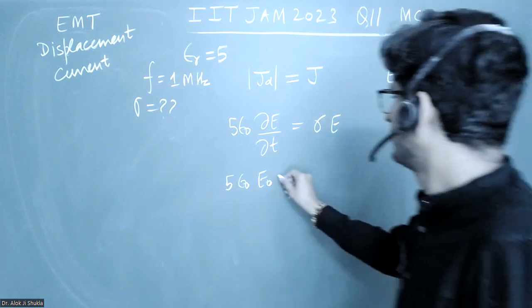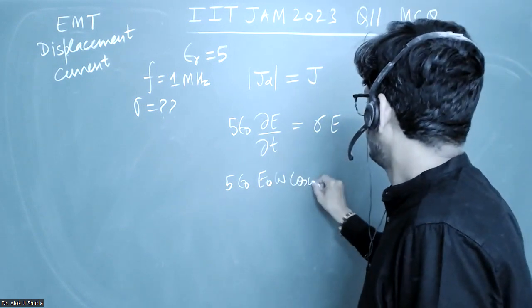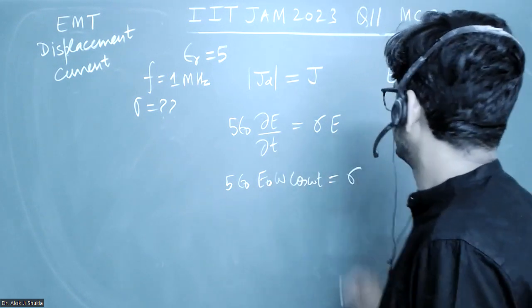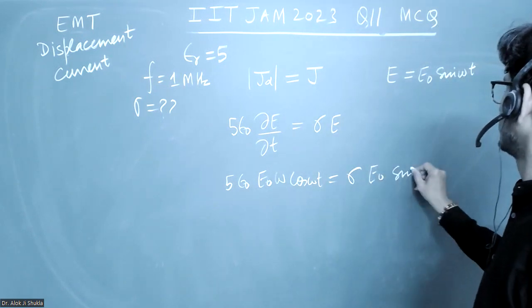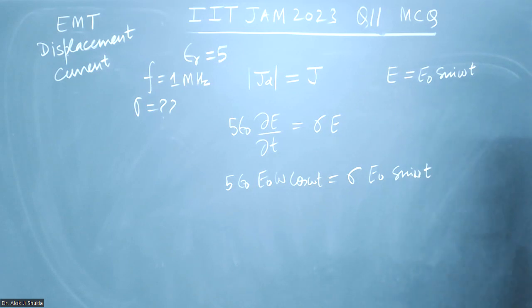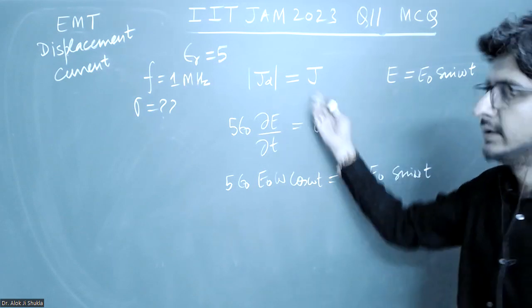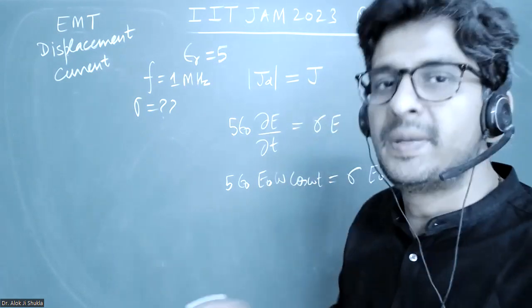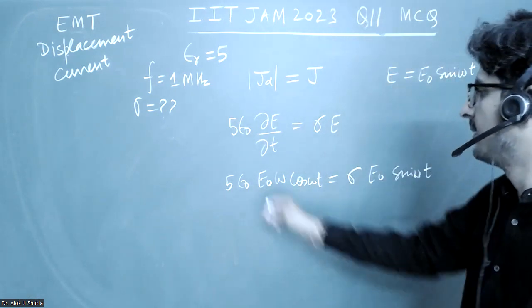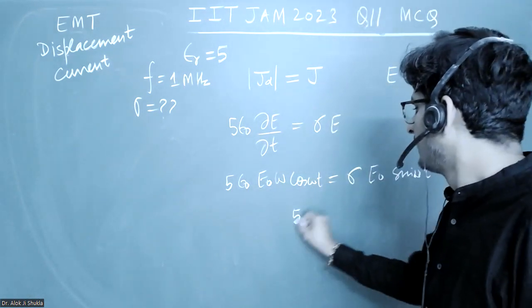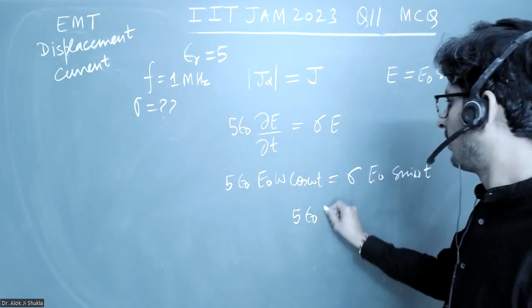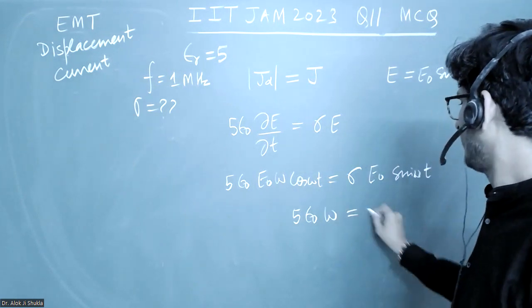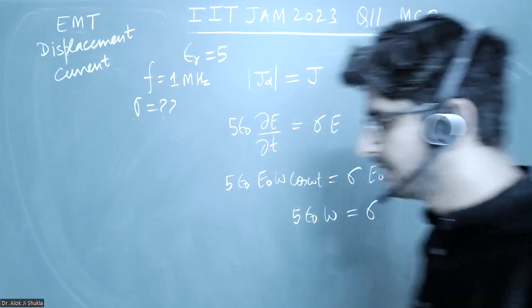omega will come out, and cos omega t will be equal to sigma into E naught sine of omega t. And they are saying that it's amplitude. So amplitude means the maximum value we have to take. So 5 epsilon naught and omega will be equal to sigma. So what will be this value?